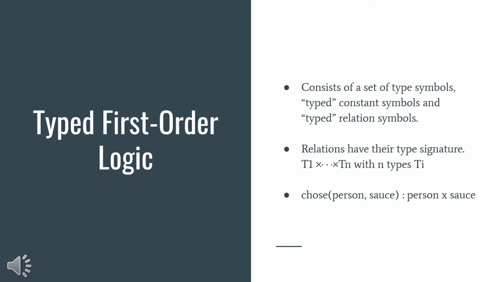Taking a restaurant puzzle as reference, the 4 people are of the type person. The 4 sauces, for example, arrabbiata, marinara, are of the type sauce. The numbers are of type prices. The relation is a mapping over different such types and each has its own signature. Like the example mentioned, chose has a signature of person cross sauce.